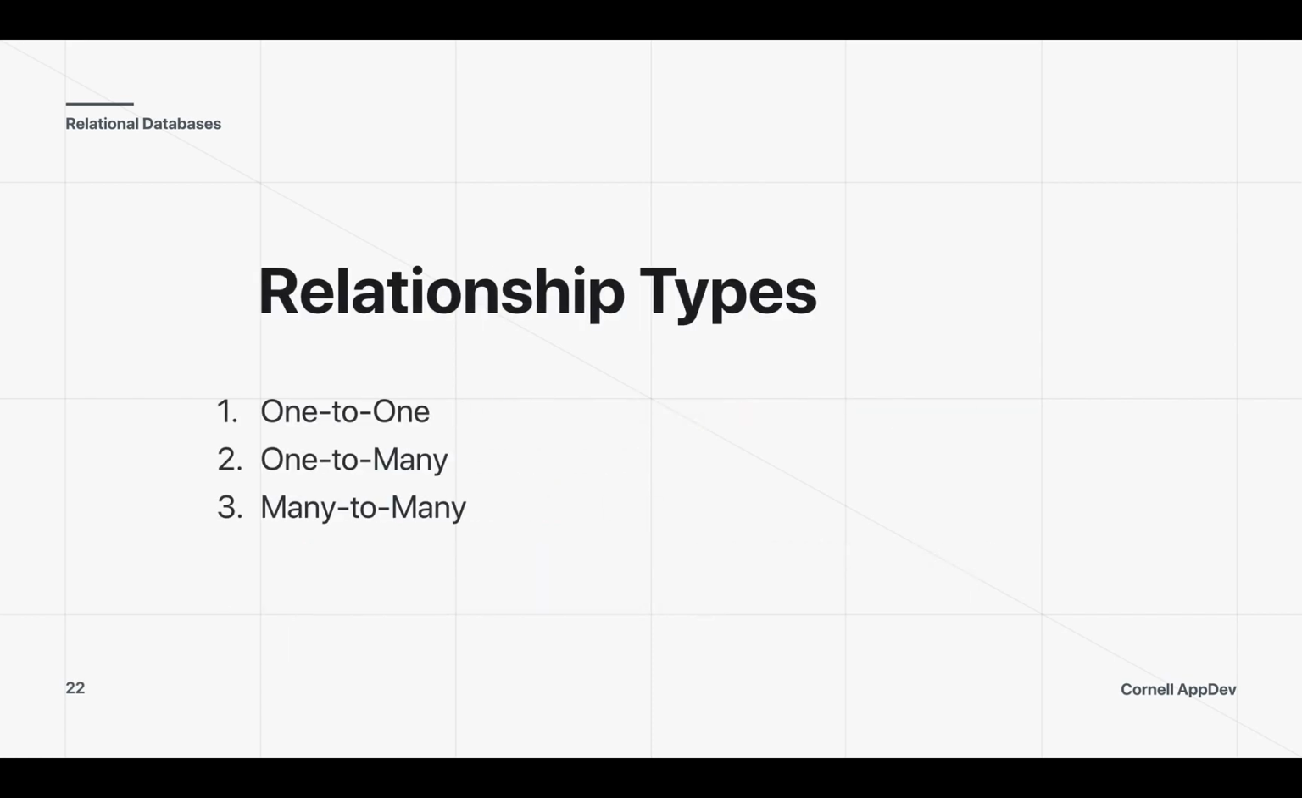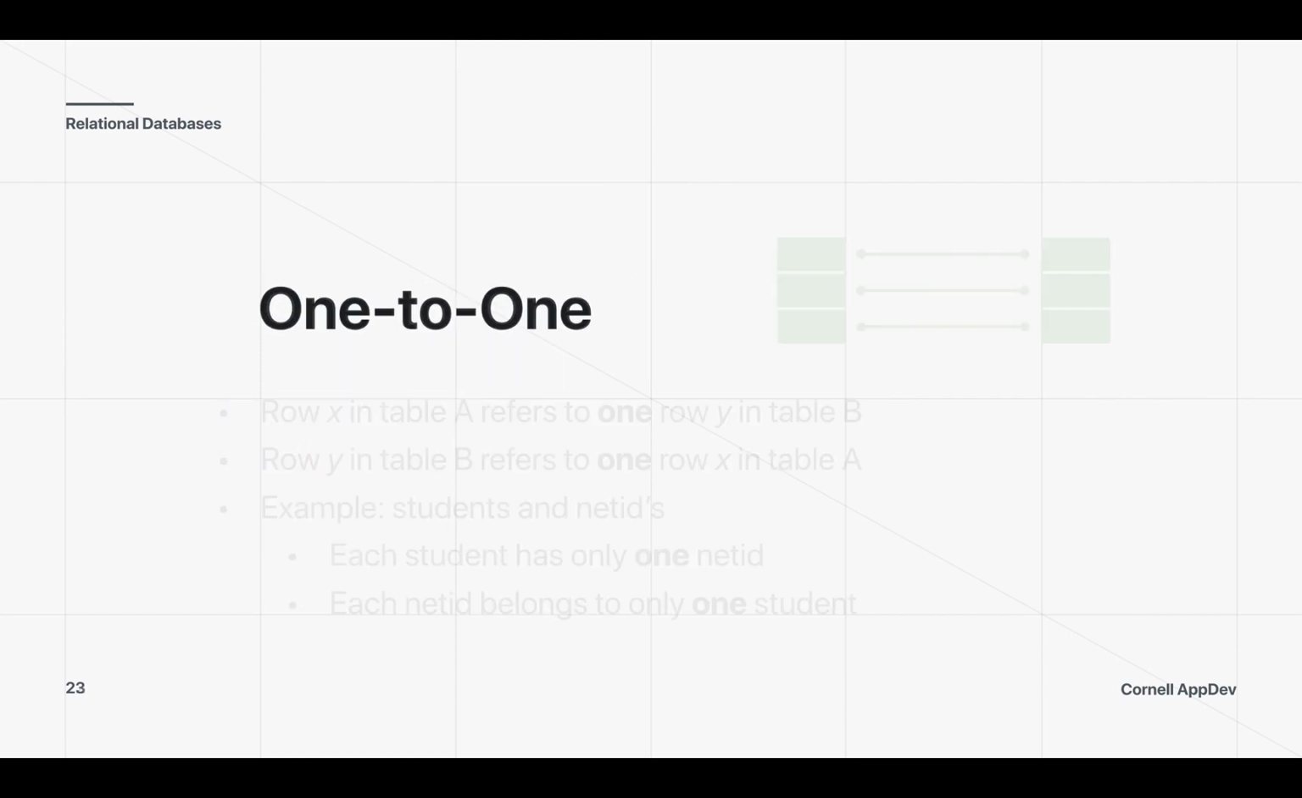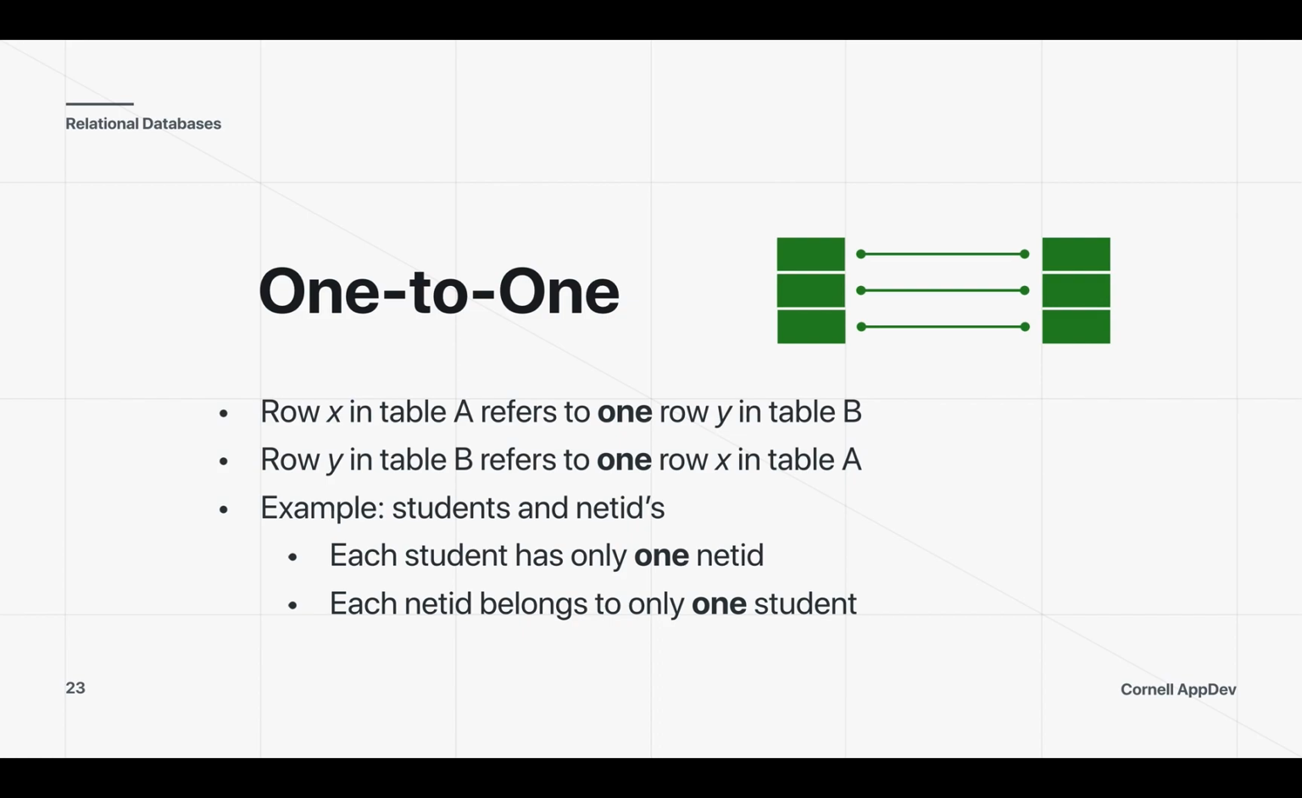So there are three main archetypes of relationships: one-to-one, one-to-many, and many-to-many. First, starting with one-to-one, we define this as a single row in table A can refer to only one row in table B, and vice versa. Table B can only refer to one row in table A. So in this diagram you see in the top right, you can imagine the two columns as separate tables, and the lines connecting them represent that relationship. So each row can only be related to one other row.